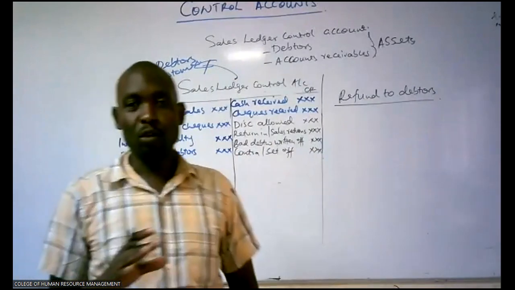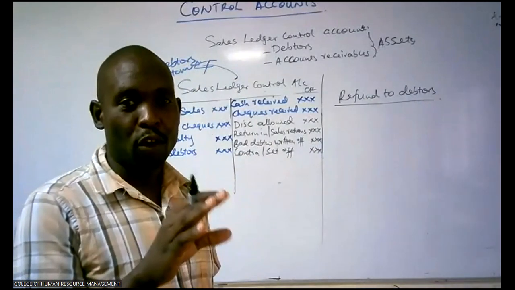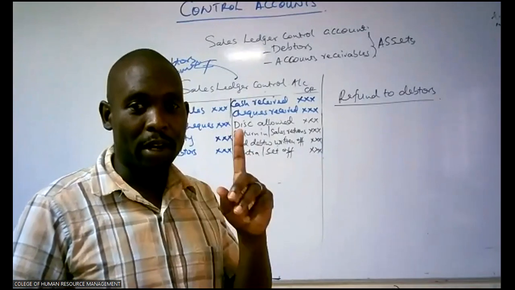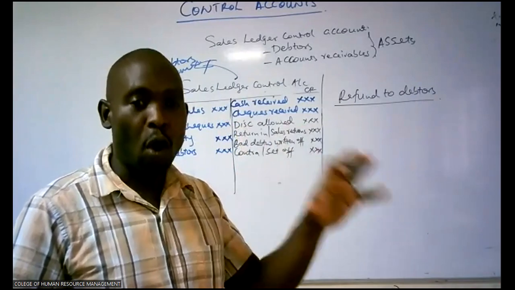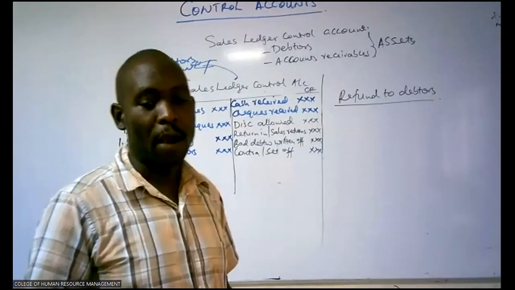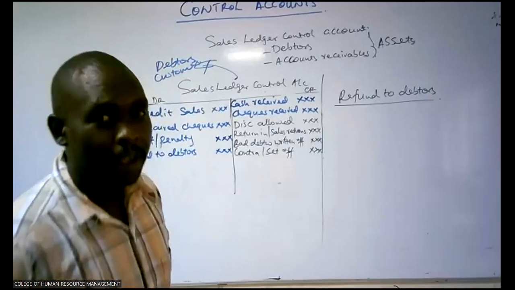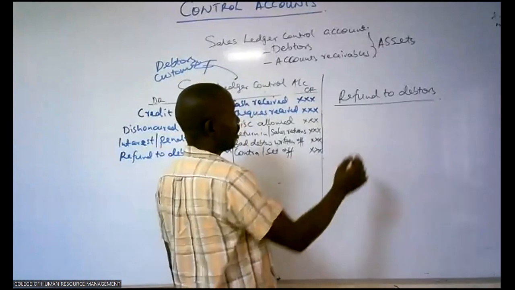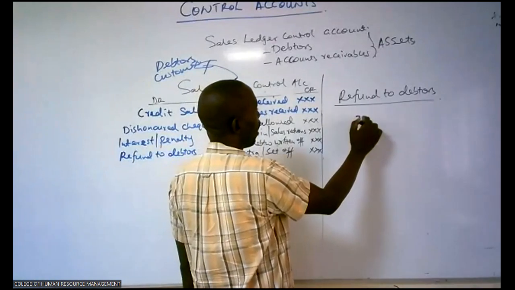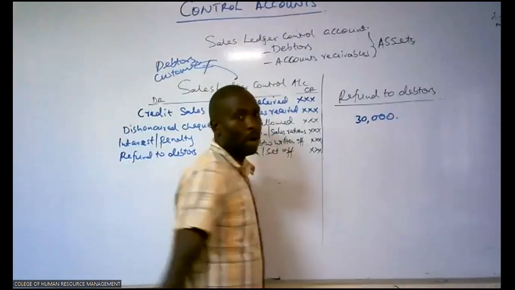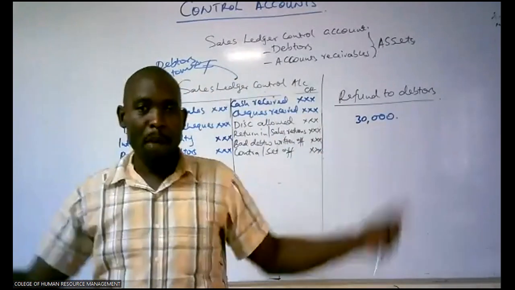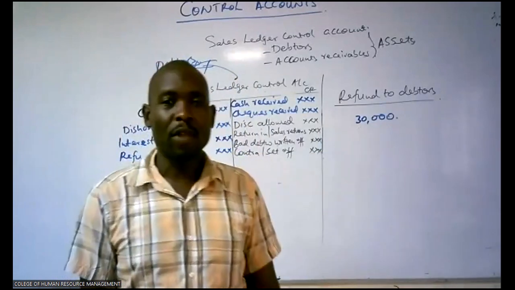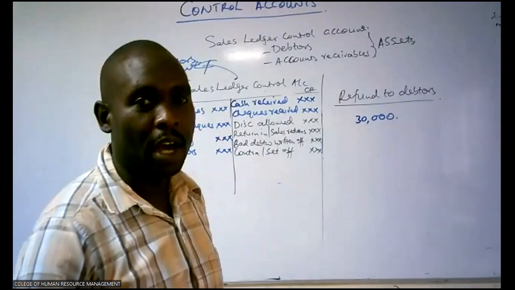As I explain this, I don't want you to lose track. The control account is a summary of all the debtors' accounts. It is not for one debtor. It is for all the debtors. So I will give a very simple example. If by the end of the year, from your own calculation, you are supposed to receive 30,000, this is what the debtors owe you as the business. All the debtors combined are supposed to pay you 30,000 so that all of them can clear their accounts.